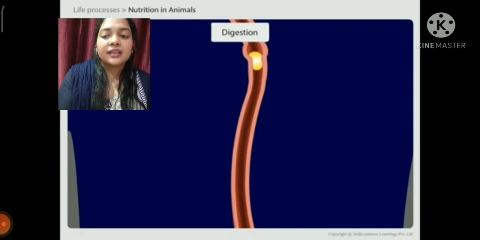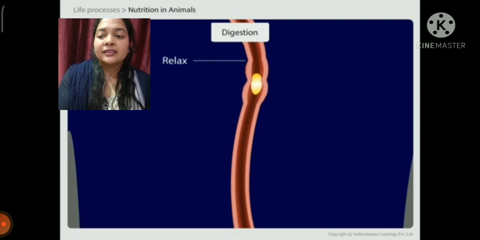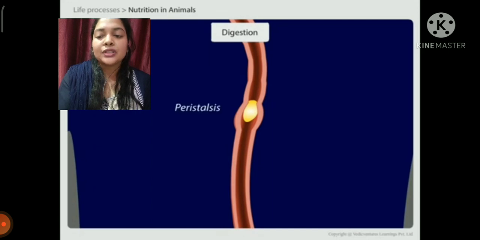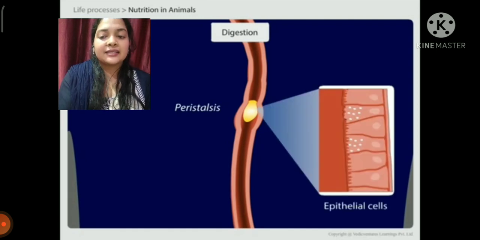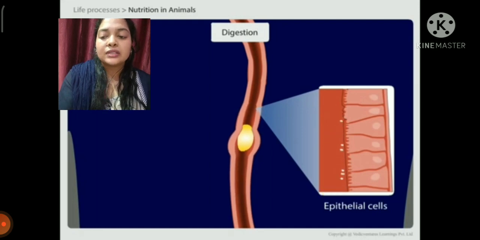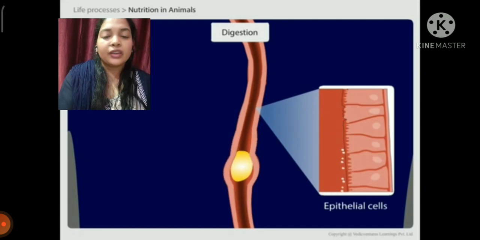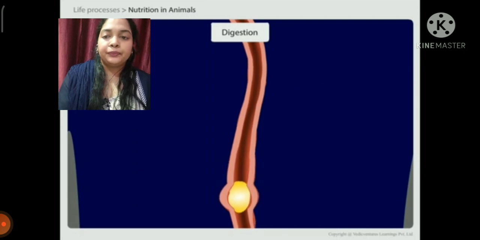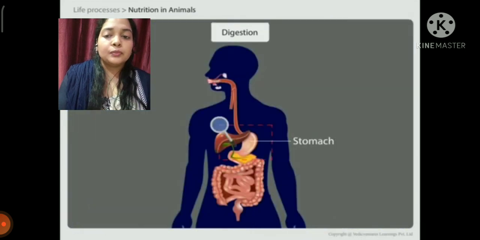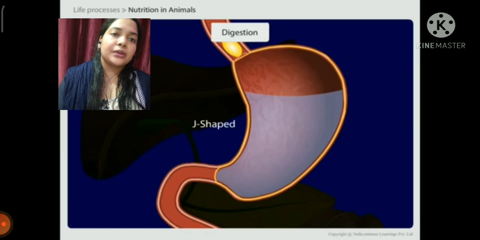The esophagus is lined with muscles that contract and relax rhythmically. This pushes the food forward. This is called peristalsis. Peristalsis occurs all along the gut. The epithelial cells of esophagus also secrete mucus, which lubricate the food. The peristaltic movement of esophagus pushes the food into the stomach.